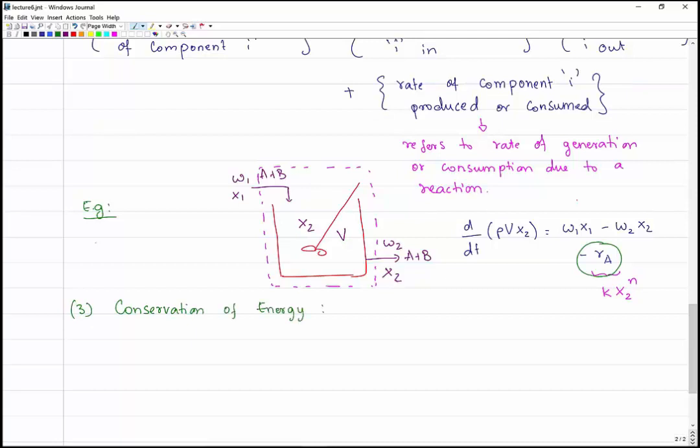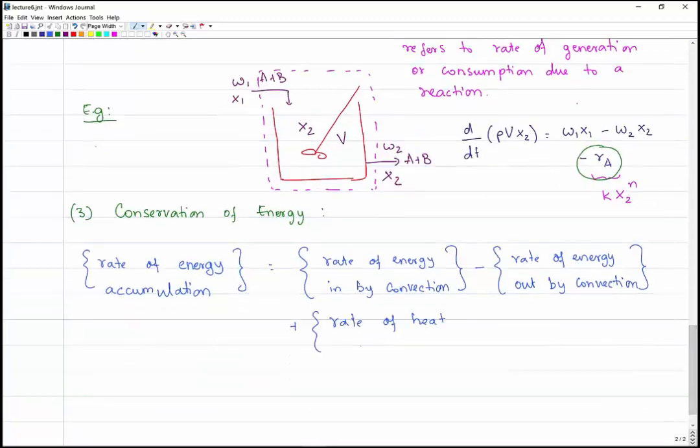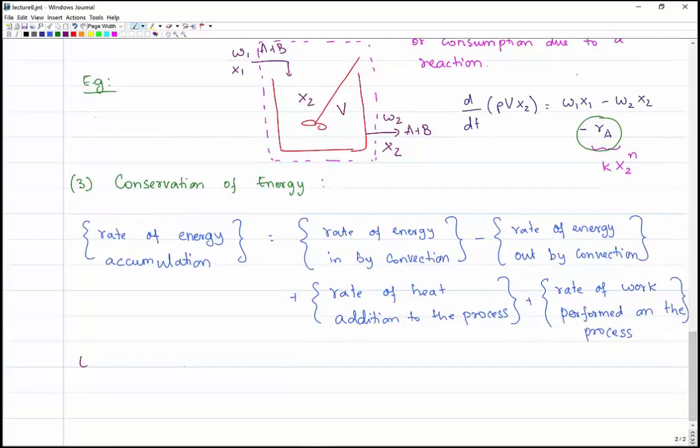The third conservation law that we are going to learn in this course is conservation of energy. The rate at which energy is being accumulated in a system is equal to the rate of energy in by convection, minus the rate of energy out by convection, plus the rate of heat addition to the process, either through an external process like a heating coil or through the generation of heat during a reaction, plus the rate of work performed on the process.